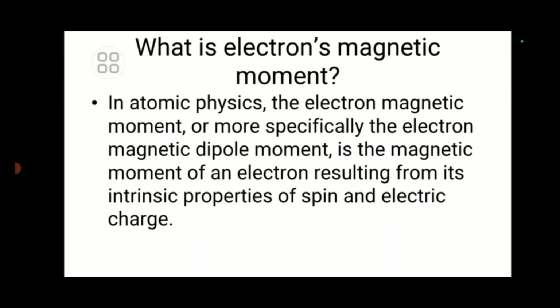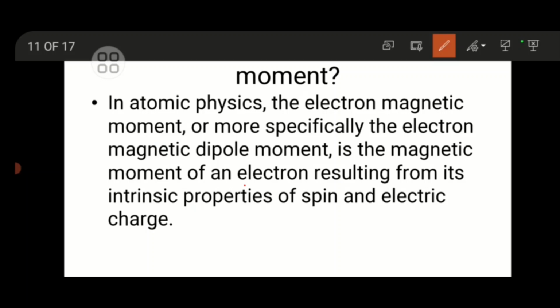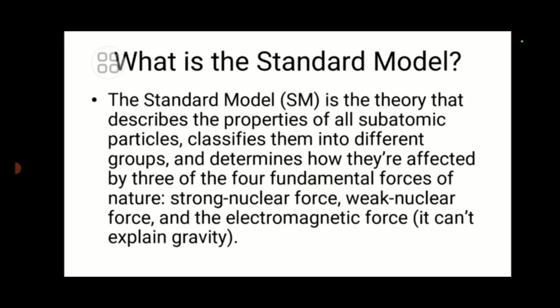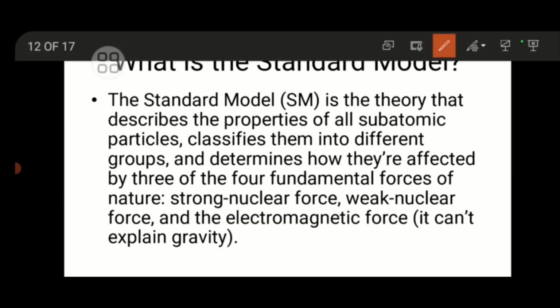Okay. So what is the electron magnetic moment? In atomic physics, the electron magnetic moment, specifically the electron magnetic dipole moment, is the magnetic moment of the electron resulting from its intrinsic properties of spin and charge. The standard model is a theory that describes the properties of all subatomic particles and how they are affected by three of the four fundamental forces: the strong nuclear force, the weak nuclear force, and the electromagnetic force.